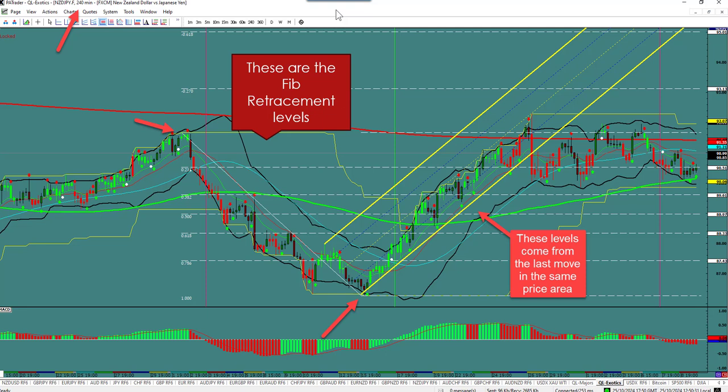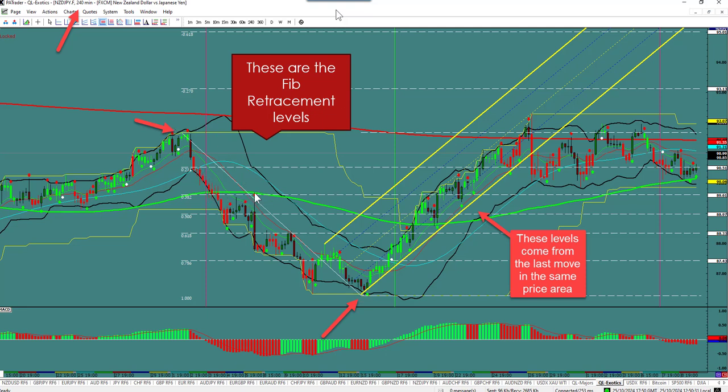So I'm back here on the 240-minute chart. Now, these levels that I've got over here in this area came from the previous level area in the same price section. So these are fib retracement levels. You click on the swing low and the swing high and you'll get these levels.